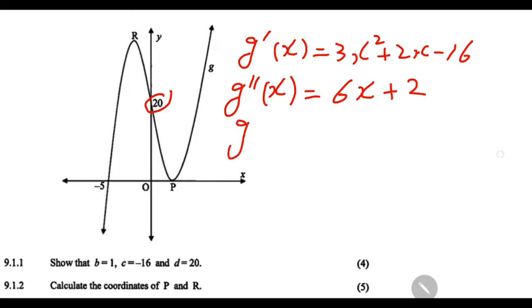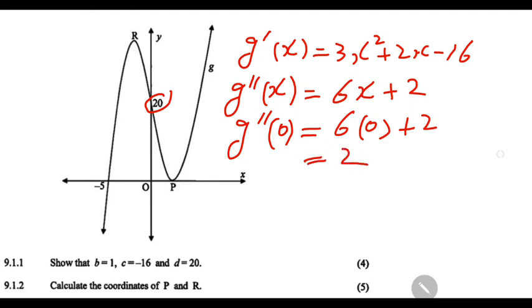So g''(0), we're going to substitute 0 in place of x. So it's going to be plus 2. The answer I solved is +2. Which means therefore the graph is concave up. The answer is positive, so the graph is concave up.